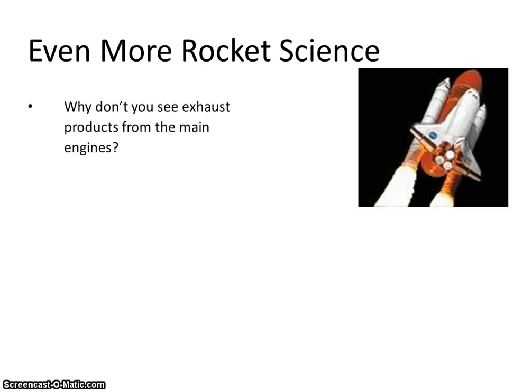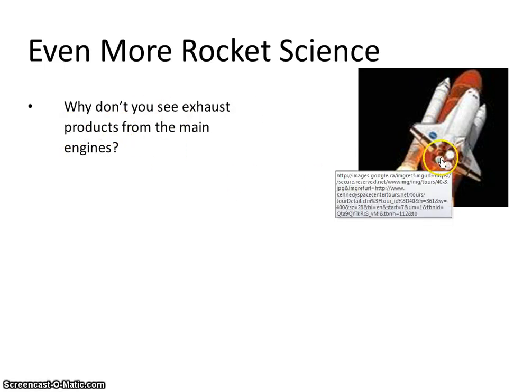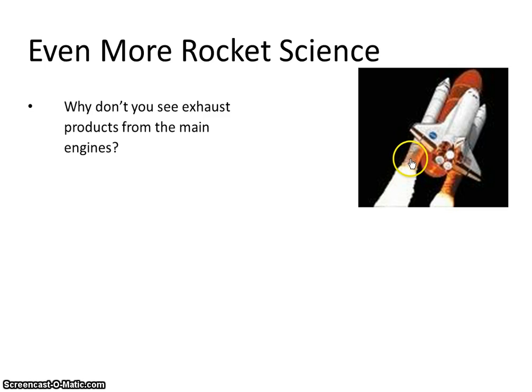And one more reaction. You notice you don't see the exhaust from the main engines right here. You see a lot of exhaust coming out of these. These are called the solid rocket boosters. But do you know how you can't see any exhaust coming out of here? Well, if you think about the reaction that we just showed, the reaction produces water vapor. So you don't really see any of the product coming out of these main engines.